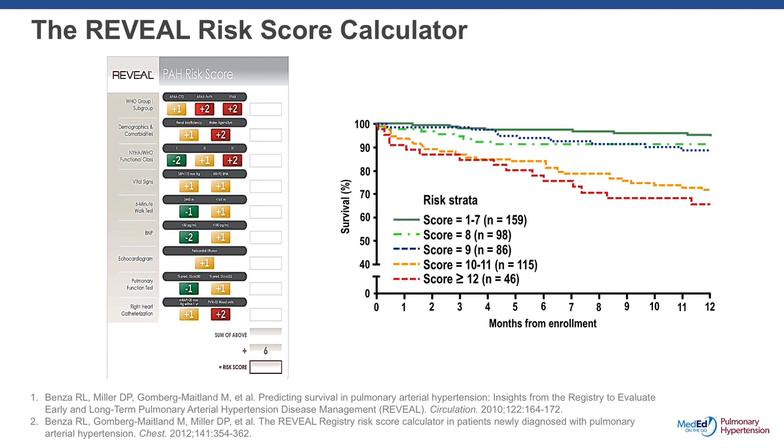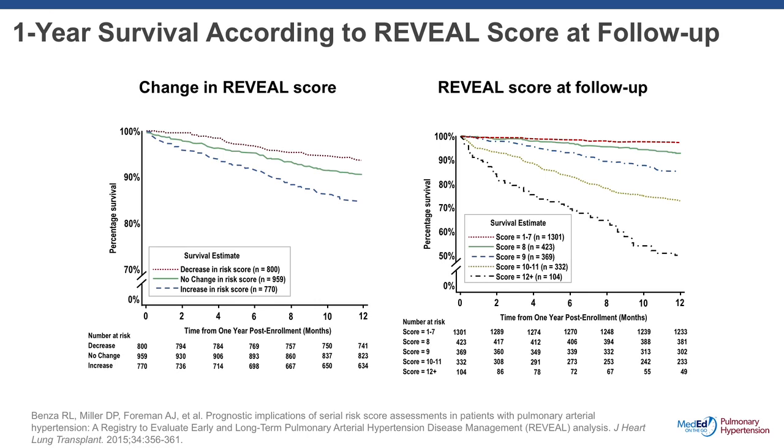And you can see, based on this survival curve at 1 year, that these different risk strata differentiate patients. They predict the mortality based on the risk strata. And then the change in REVEAL score is also predictive, and an additional year of survival can be predicted based on this. Particularly if your REVEAL score increases, the prognosis is much, much worse.